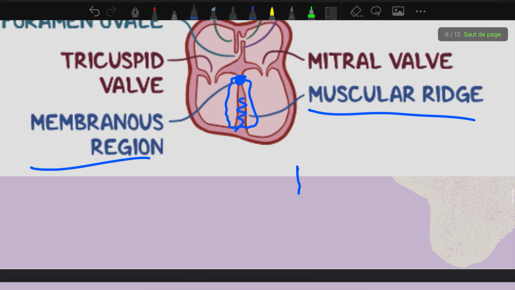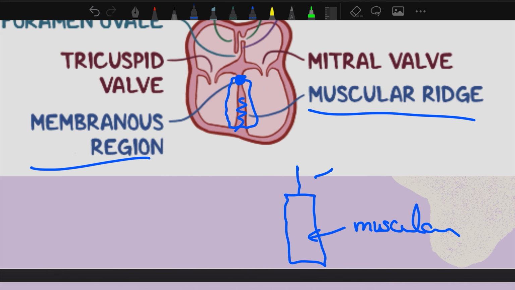So you can say that this part and a big part here is the muscular one, and this one is the membranous one. Okay, so as we all know, the membranous one will most likely be easier to break than the muscular part, and that will cause some problems that we will be seeing in the congenital diseases after.